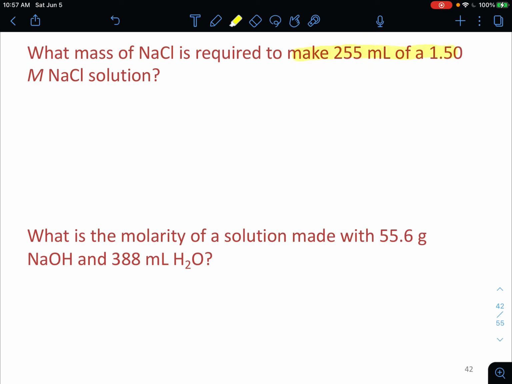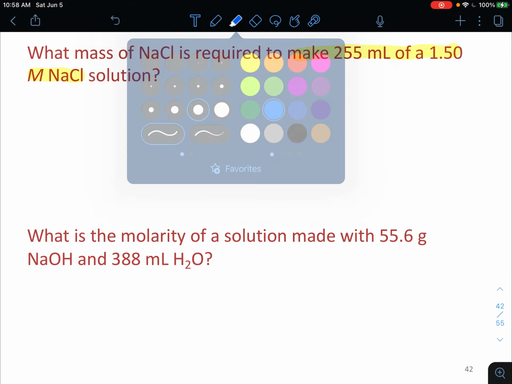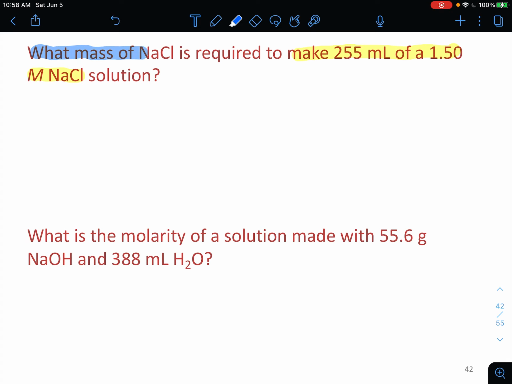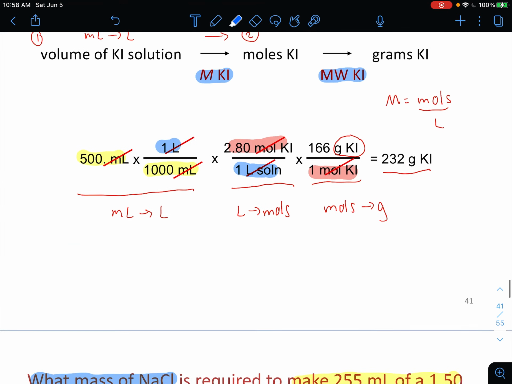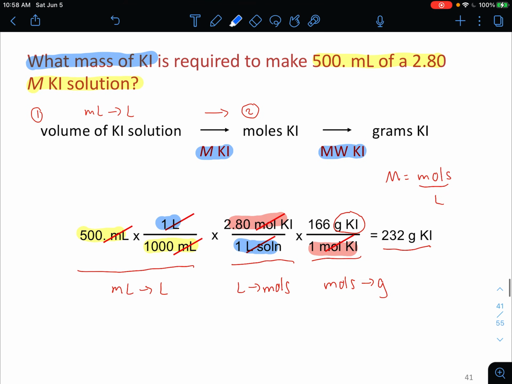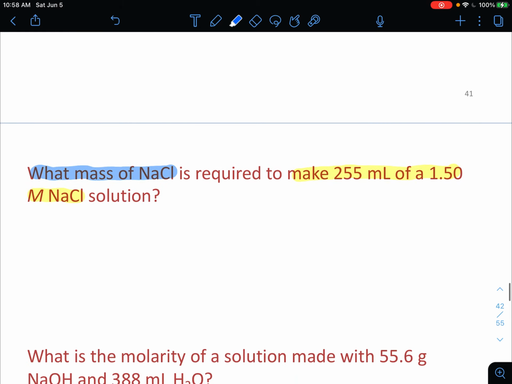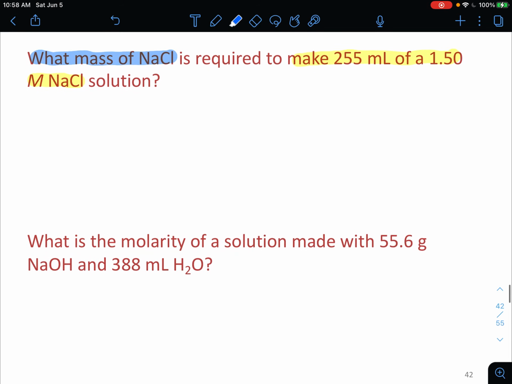I want to make 255 milliliters of a 1.50 molar sodium chloride solution. So it's important that I know that it's sodium chloride, right, because I'm going to need that molar mass. And then in terms of what they're specifically asking us, it's what mass of sodium chloride. So if we go back for a second, right, I went from volume of solution to moles to grams. So we can kind of follow that exact same plan here. Let me write that down. We're going to go volume to moles to grams.